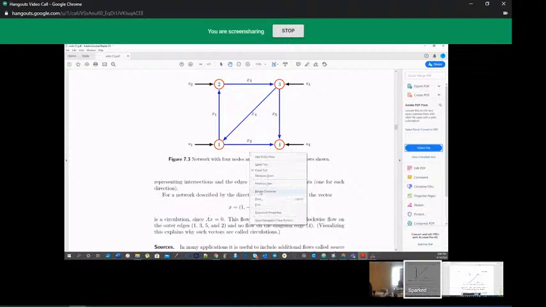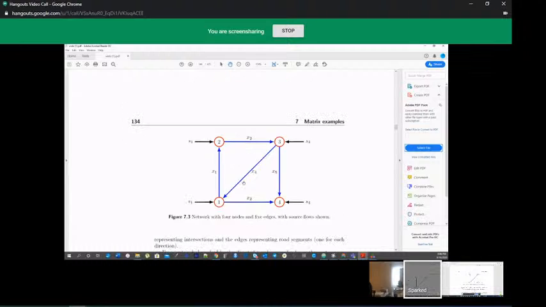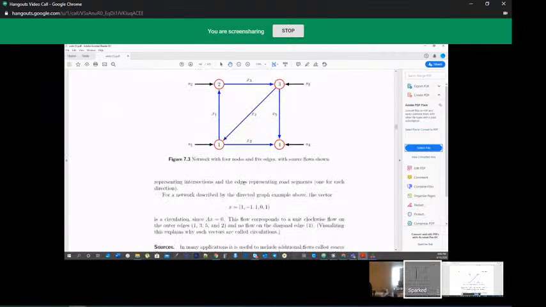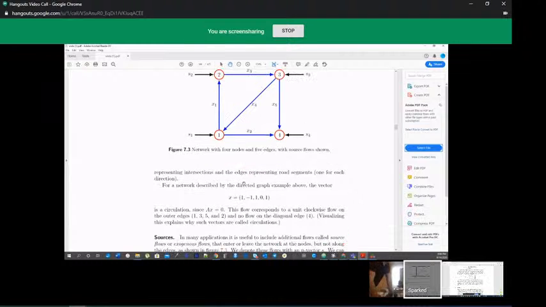I know Michael's got to go, but what we should do before we close out is just prove that Ax equals 0 on this. Do they give us the incidence matrix? We can make it, right? It's small enough that we can make it.